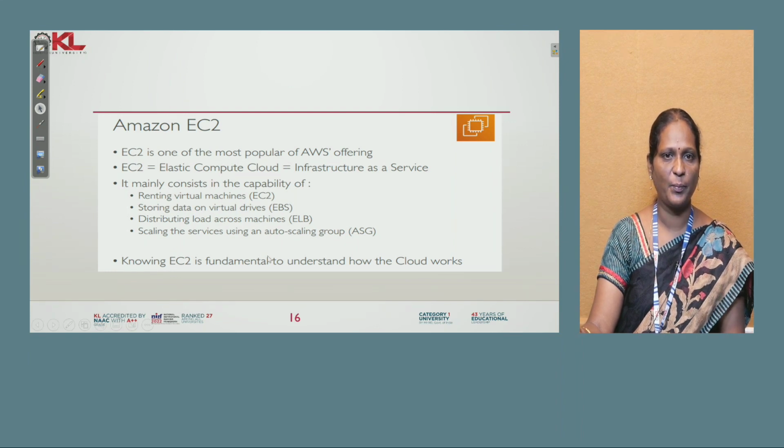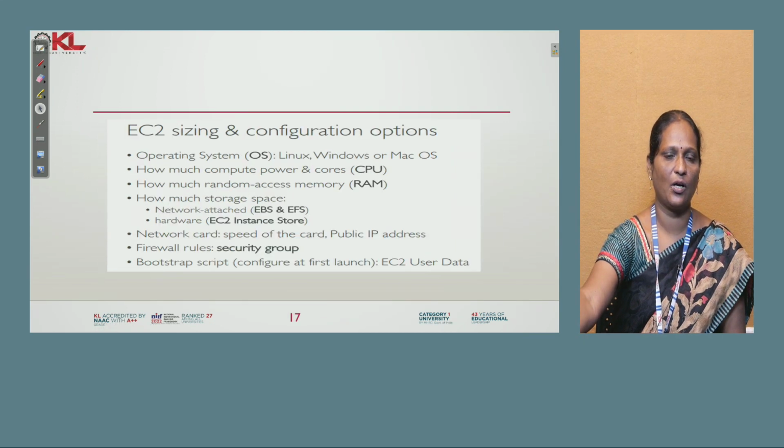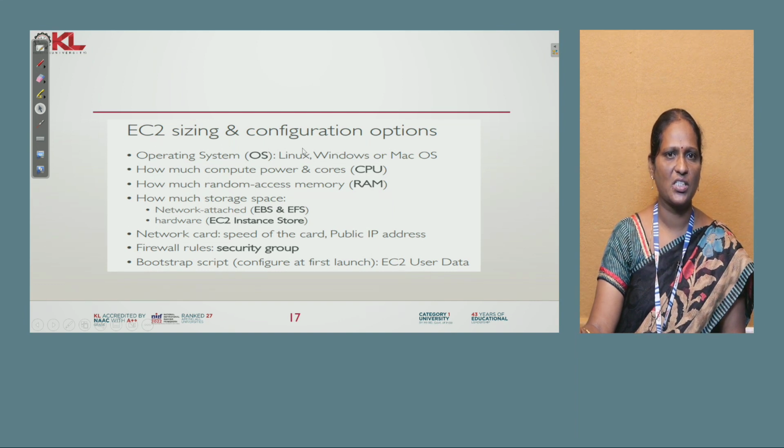So these are all the main components of Amazon EC2, Elastic Compute Cloud. And what is the configuration and sizing of an EC2? The configuration choice depends upon how much computing power, like CPU, and how much memory you are using. So these are all the configuration options.